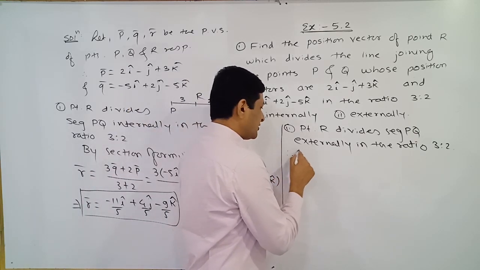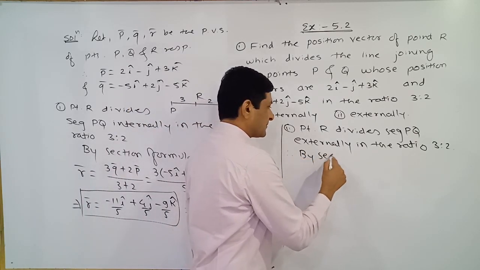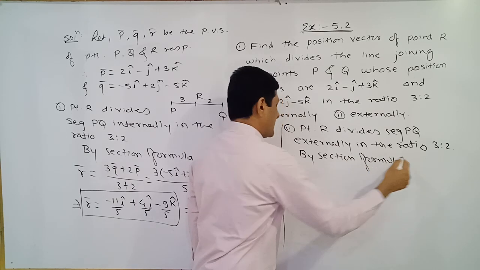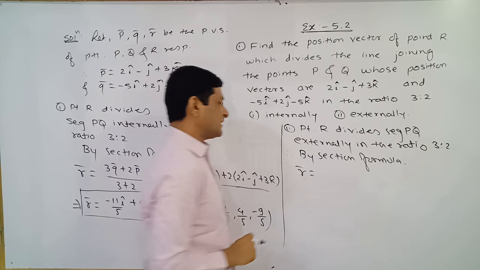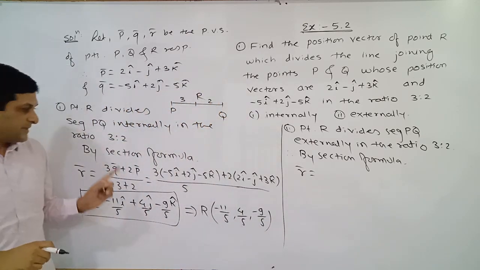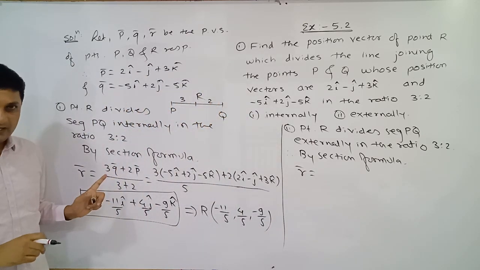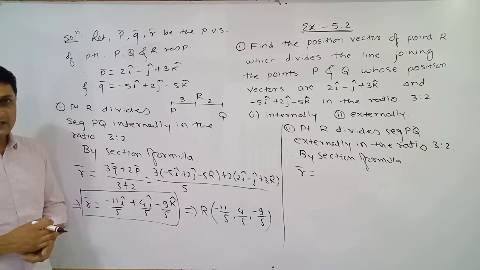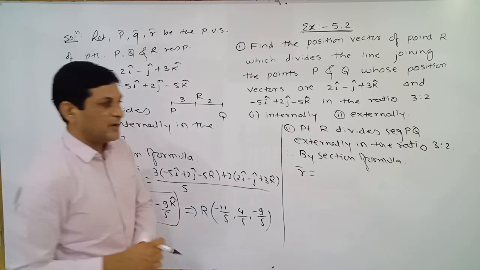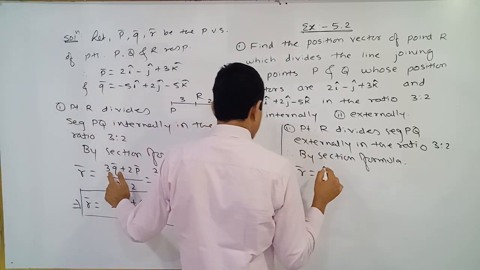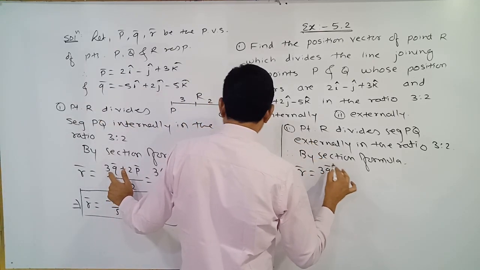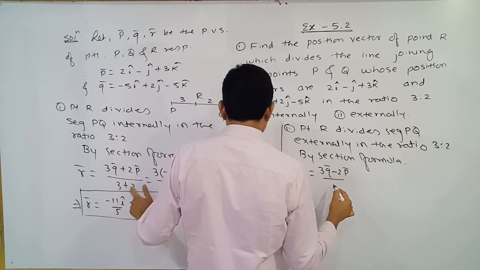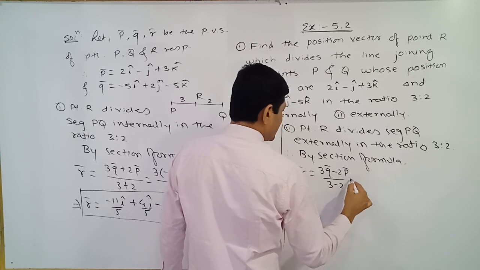So therefore, by the section formula, what will the value of R bar be? Just simply this plus will get replaced by what? Minus. This is the formula for internal division, and we know that if plus is replaced by minus, then we will get the section formula for external division. Means what result will we get here? 3Q bar minus 2P bar divided by 3 minus 2. This plus we are replacing by minus.